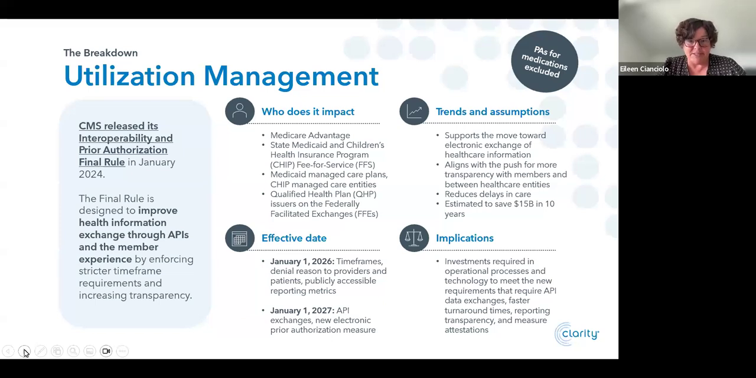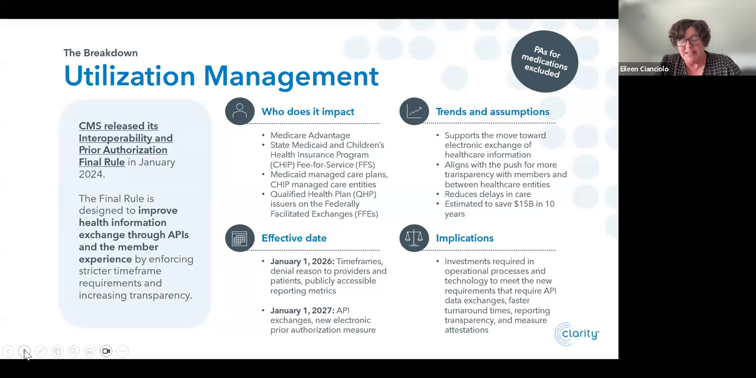So timeframes and denial reasons to providers and patients have to be provided, as well as publicly accessible reporting metrics, and we'll talk some more about this. And then in January of 2027, there are APIs that are required in order to provide prior authorization information back to both providers as well as to members. So there are two pieces of the changes that are coming for utilization management, two different timelines that those will go into effect.